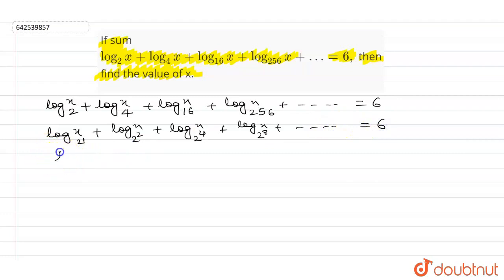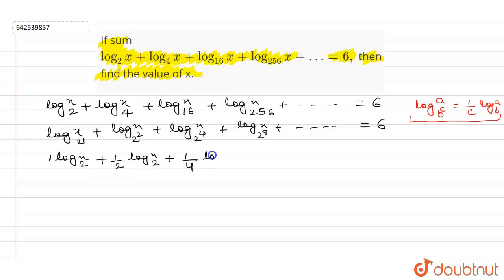So I can also write it as log x, here I take one common 2, plus here I know the property of log, that log a to the base b power c can also be written as 1 by c log a to the base b. I use this logarithmic property in this equation, so it can also be written as 1 by 2 log x to the base 2 plus 1 by 4 log x to the base 2 plus 1 by 8 log x to the base 2 plus up to infinity equal to 6.